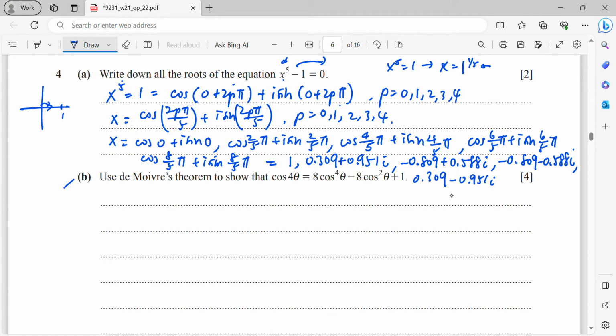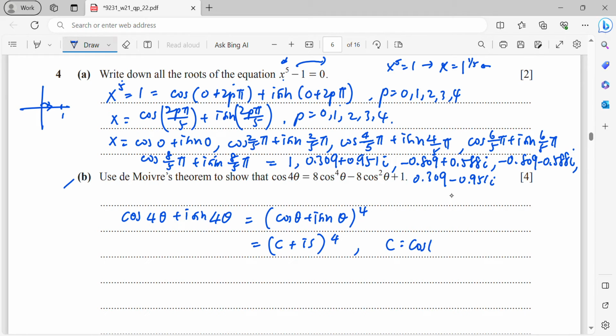Okay, now B. Use de Moivre's theorem to show cos 4 theta equals 8 cos to the power 4 theta minus 8 cos squared theta plus 1. So now cos 4 theta plus i sine 4 theta is basically (cos theta plus i sine theta) to the power 4. From here, I will change cos theta to C and sine theta to S. So now my C is cos theta, my S is sine theta.